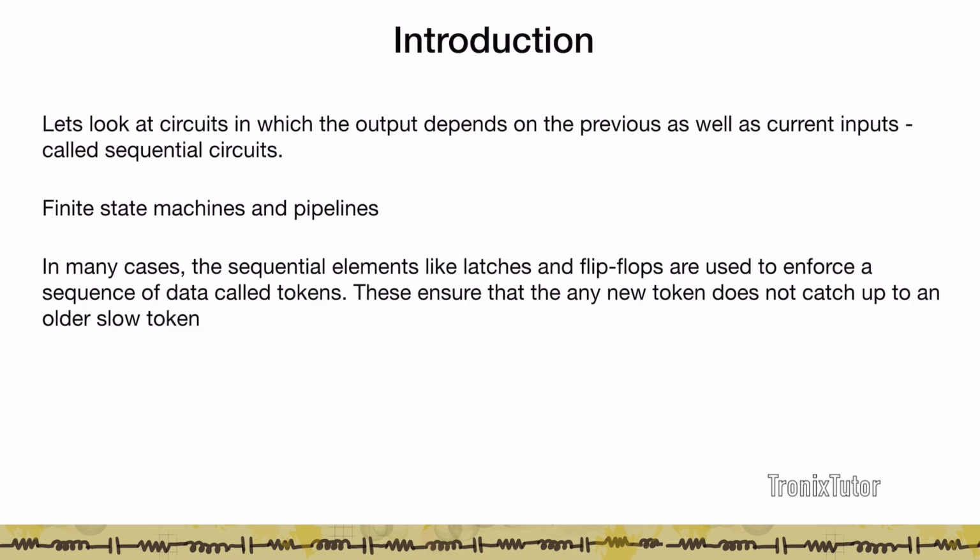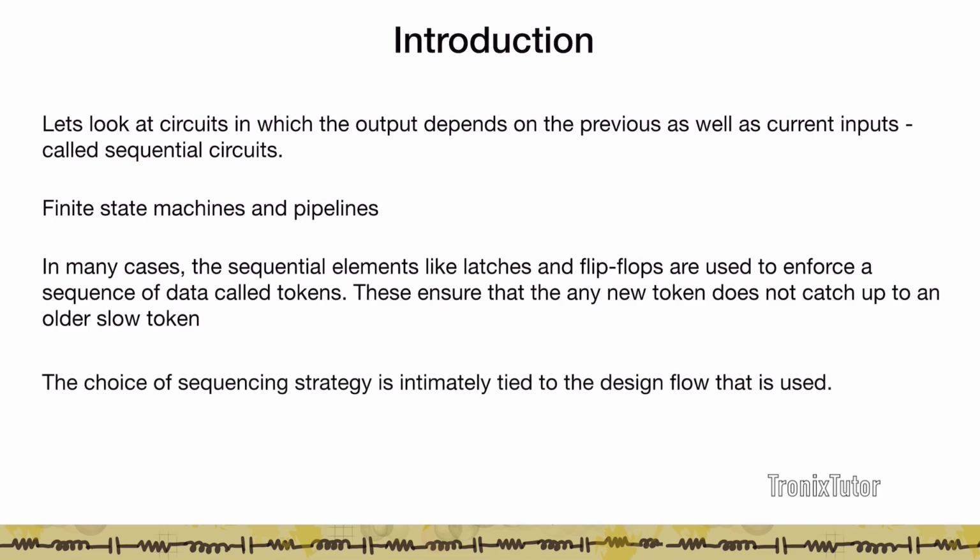Now, in many cases, the sequential elements, which are called latches or flip-flops, are used to enforce a sequence of data. And that sequence of data is known as tokenizing the data. And this ensures that you have less hardware but can process data as and when it arrives. And we need to ensure that any new token does not catch up with an old token that is already in the pipeline. So you need to have gatekeepers, if you will, across the pipeline, which will ensure that the tokens are sent through in a sequential manner.